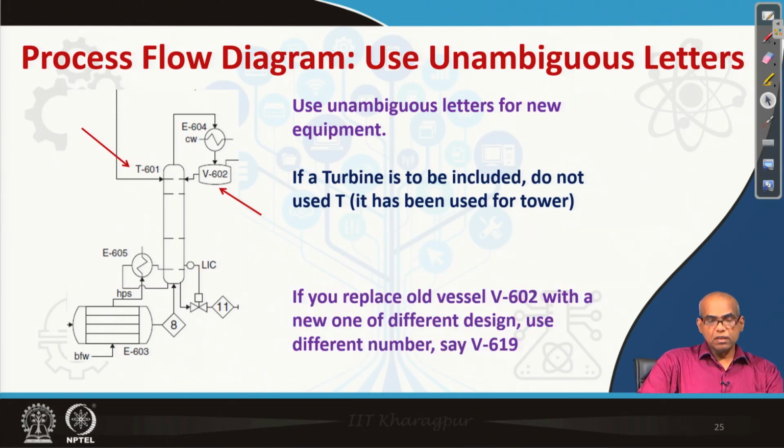If we replace old vessel V602 with a new one of different design, we must use a different number. Let us not use the same V602. For example, you may use say V619 to clearly indicate that it is a new vessel.